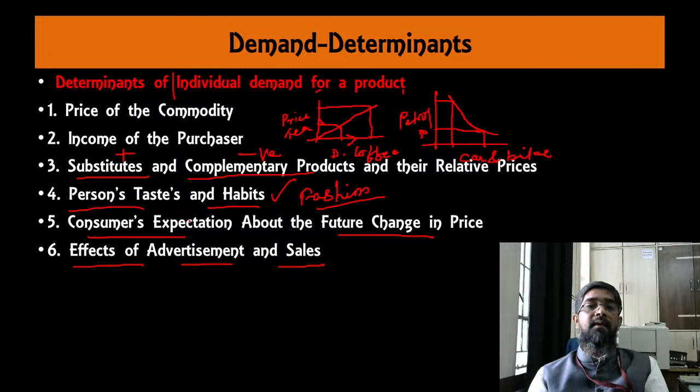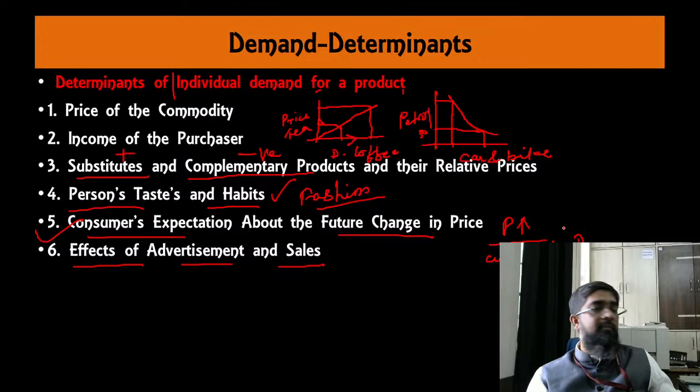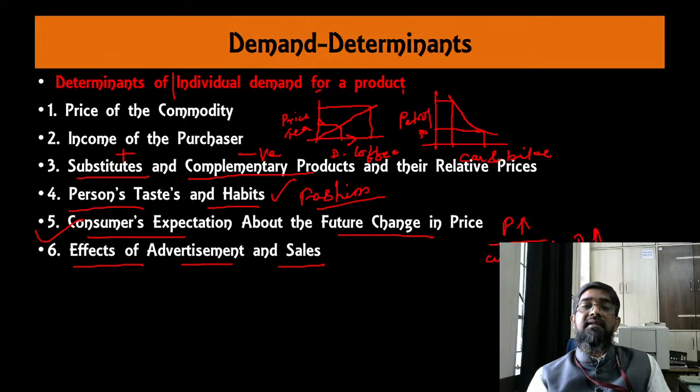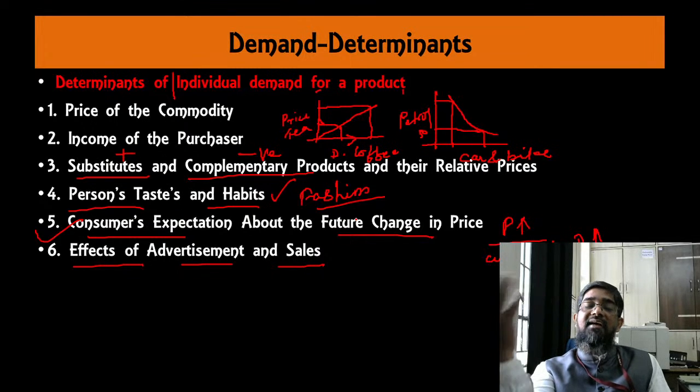ओके. नाउ मूविंग ऑन टू द फिफ्थ पॉइंट, दैट इज कंज्यूमर्स एक्सपेक्टेशन अबाउट फ्यूचर चेंज इन प्राइस. अगर आप ये एक्सपेक्ट करते हो कि फ्यूचर में प्राइस बढ़ने वाला है, तो करंट डिमांड, अभी की डिमांड बढ़ जाती है, ये इंक्रीज हो जाएगा. ओके. करंट डिमांड इंक्रीजेज इफ आप ये एक्सपेक्ट कर रहे हो कि फ्यूचर में प्राइस बढ़ने वाला है, तो आज के डेट में आप परचेज करना चाहोगे.